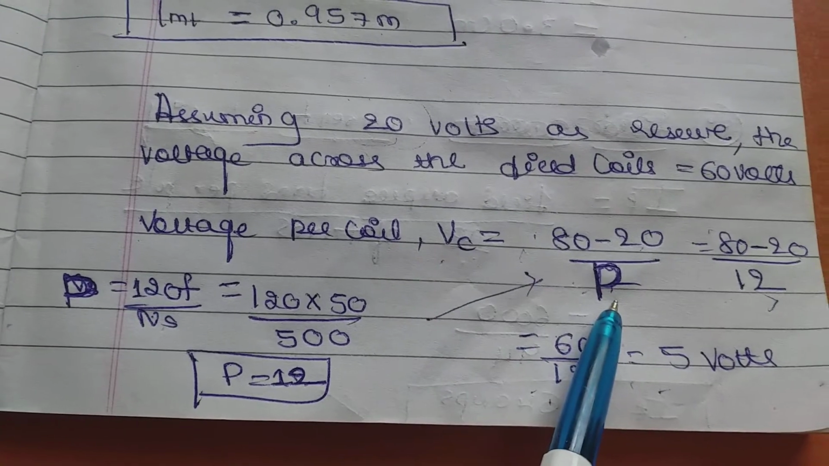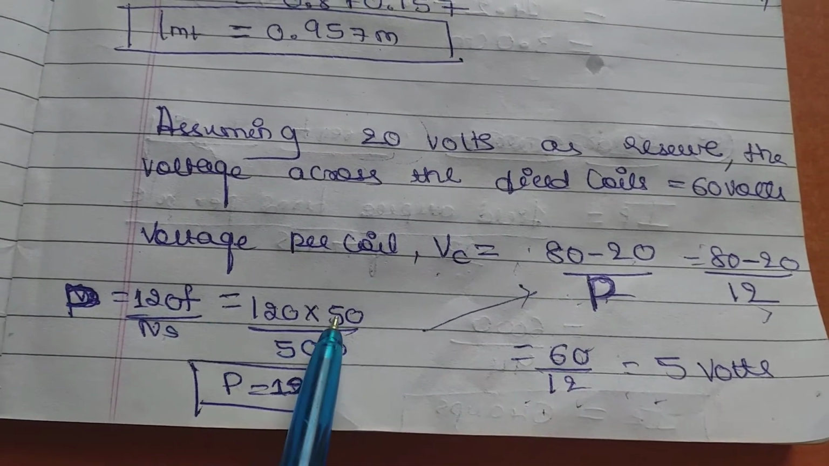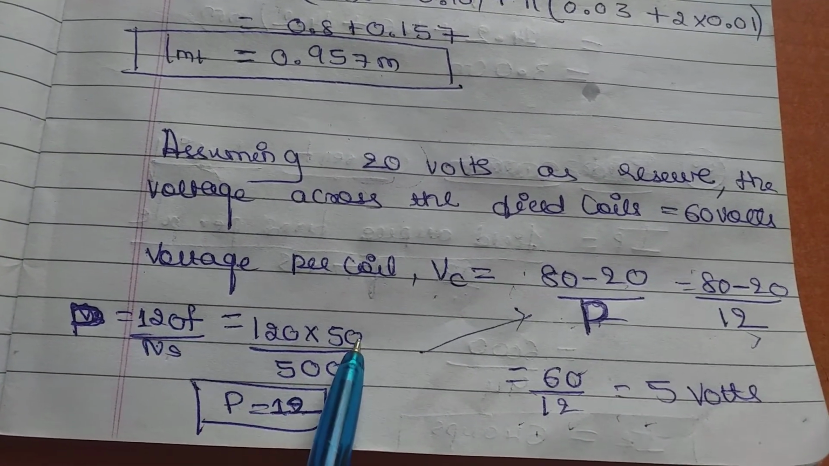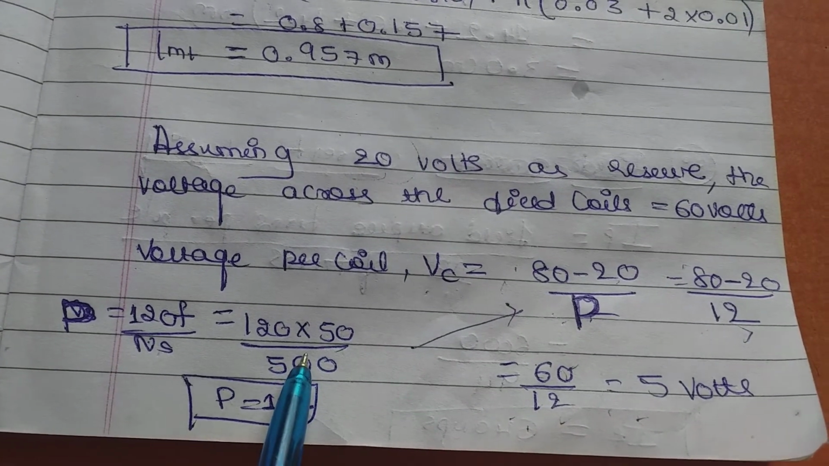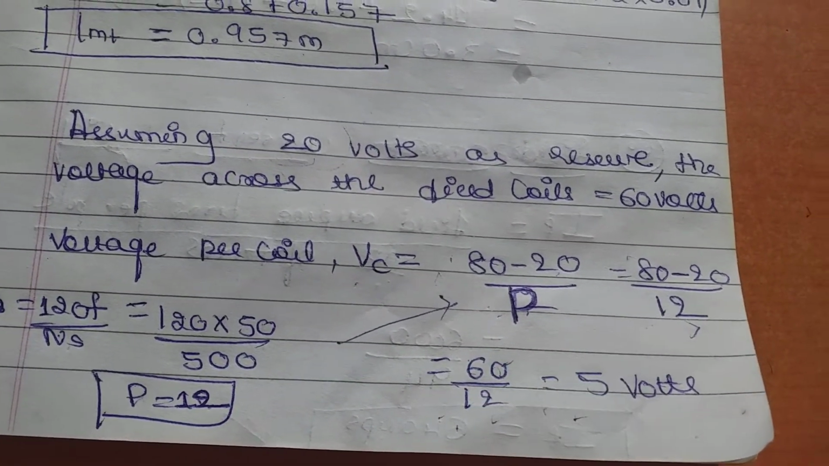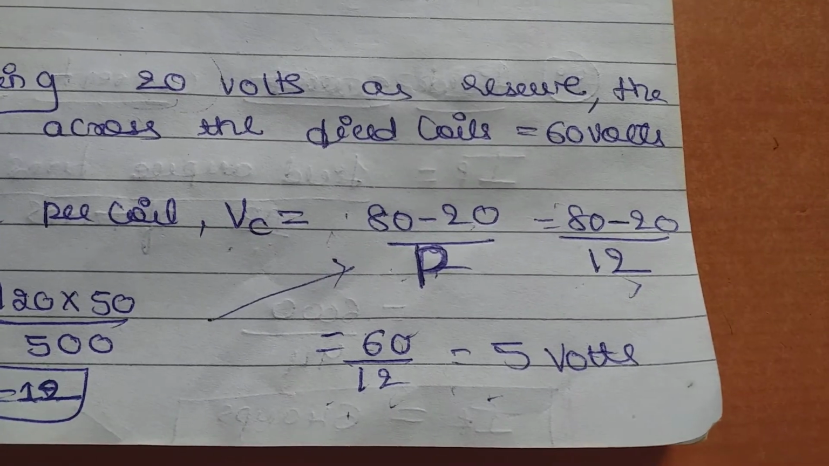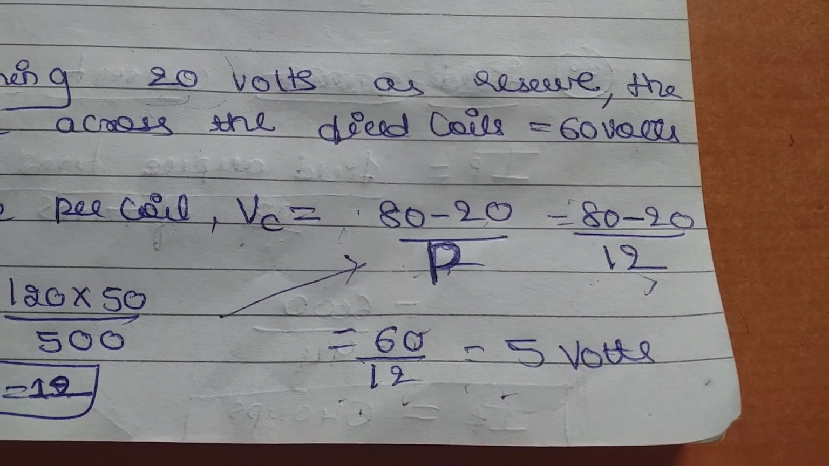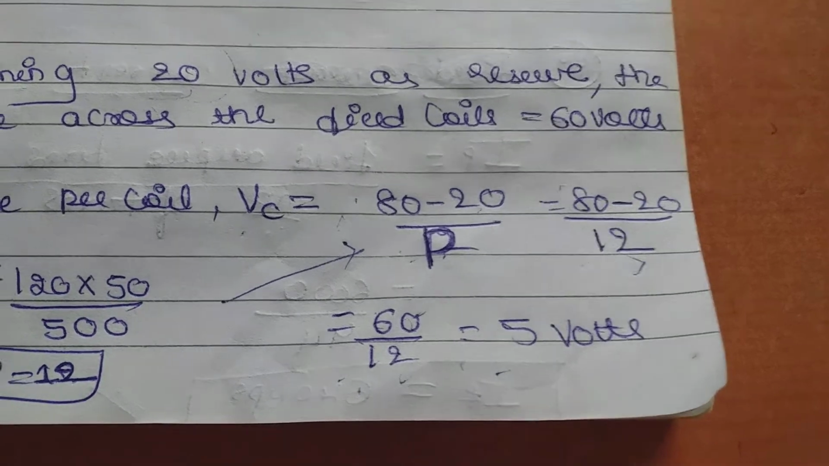So we need to calculate the number of poles based on the speed which they have given. 120 is the constant, the frequency f value is given, and the Ns value is already given. So P we are getting as 12. So the VC value is 80 minus 20, that is 60, divided by P which is 12. So we are getting the value of VC as 5.